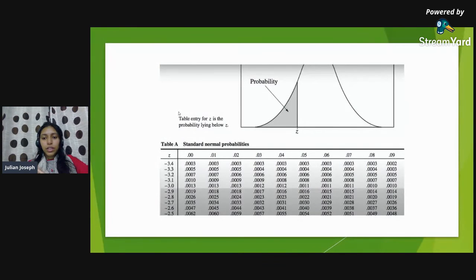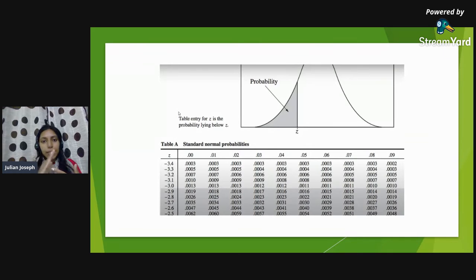So just for people who've never seen a z-table, this is what it looks like. We have all of the probability mapped as lying below z. So if you have 1.56, we might actually find its symmetrical value, minus 1.56. That value is going to be used.